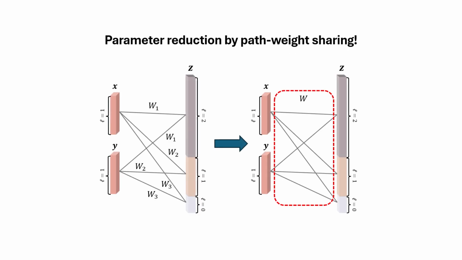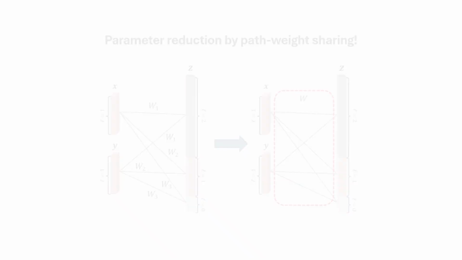Plus, to shrink parameters in memory, we use path weight sharing. Instead of separate weight for every Clebsch-Gordan path, we use one shared weight block. This changes scaling from cubic in degree to constant while keeping equivariance.